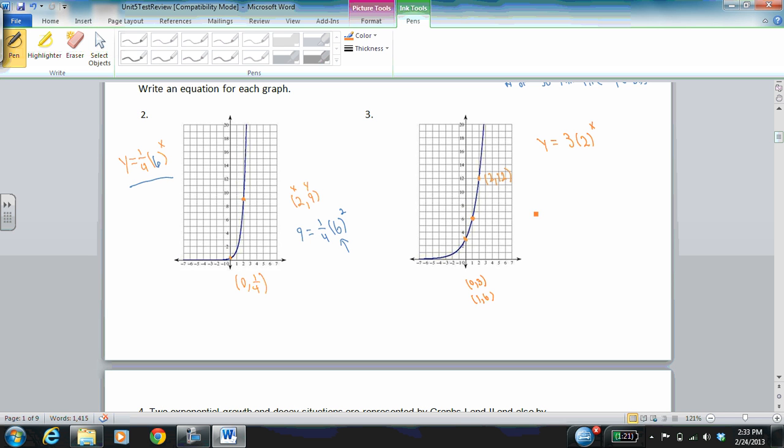And we can check the same way that we did the last one. So y equals 3 times something to the power of x. And let's use this point, 1, 6. So 6 goes in for y, 1 goes in for x. What can fit in the parentheses such that when we raise it to the first power, multiply by 3, we get 6? The only thing that works is 2. So I know that this rule is spot on.